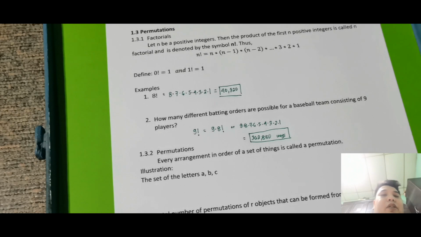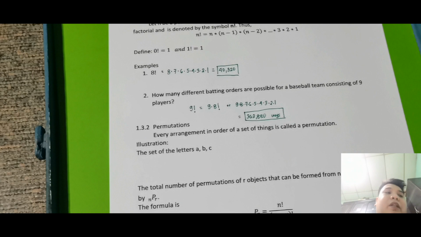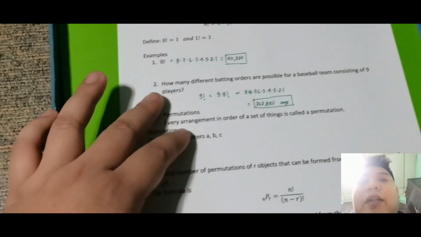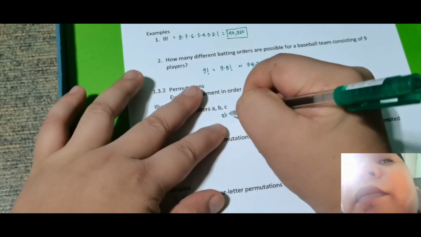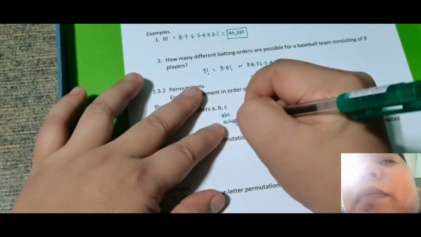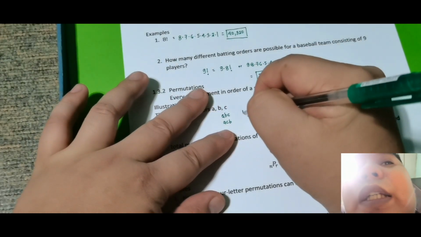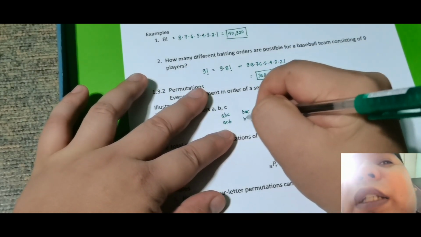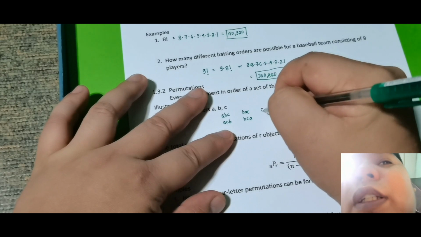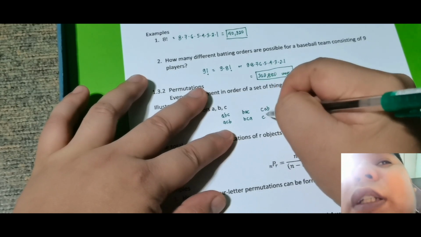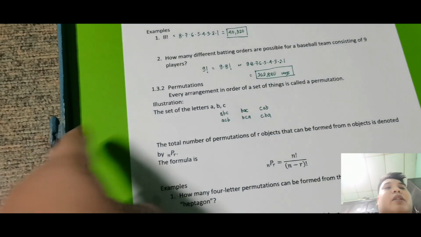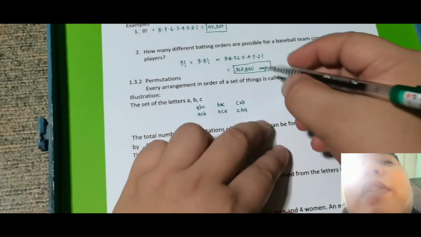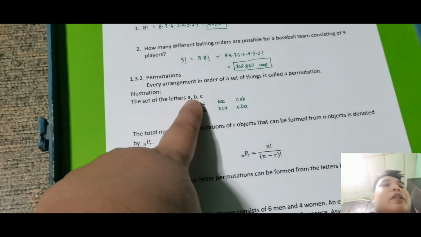So for example, as illustration na lang, the set of the letters A, B, and C, may different permutation na. Pwede kasing mangyari, una dito is ABC, sunod is ACB, tama? Ano pa ba? Sunod is BAC, sunod is BCA, then sunod is CAB, then sunod is CBA. Okay, so wala naman siguro pwede ng arrangement. So all in all there are 6 permutations. Okay, so may 6 permutations yung set of letters na ABC.